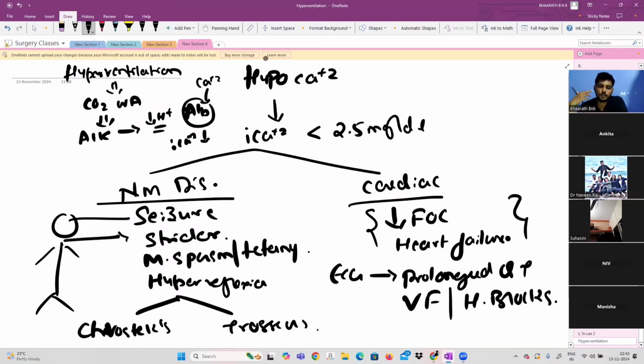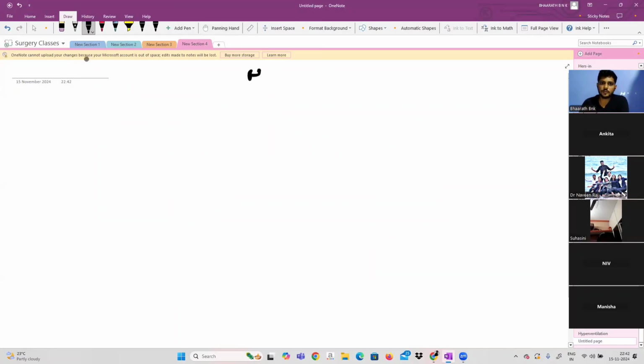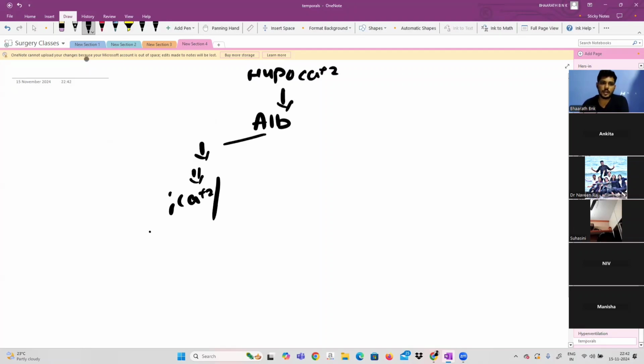Chvostek's sign is to tap over the front of the ear, which will cause ipsilateral facial twitching. All these are hyperreflexia symptoms. So these symptoms happen whenever the ionized calcium gets reduced to less than 2.5 mg per deciliter. Right. So how to go about it? You made a diagnosis of hypocalcemia. The serum calcium is reduced. The first thing you should be checking is albumin levels, right? So if the albumin levels are reduced, you either check the ionized calcium level or you measure corrected calcium.